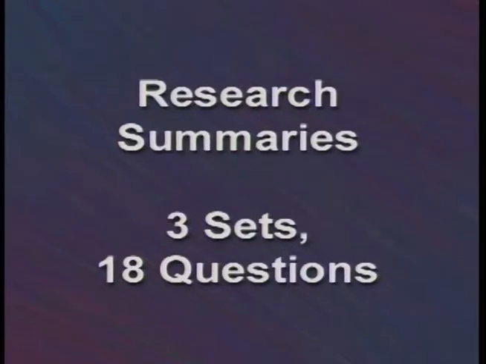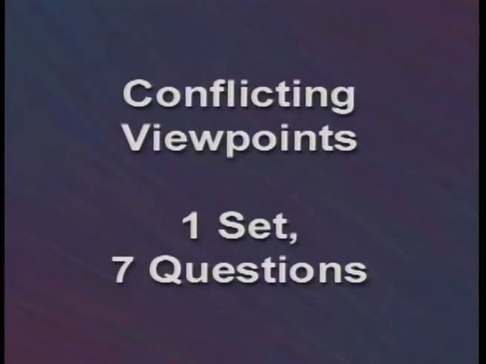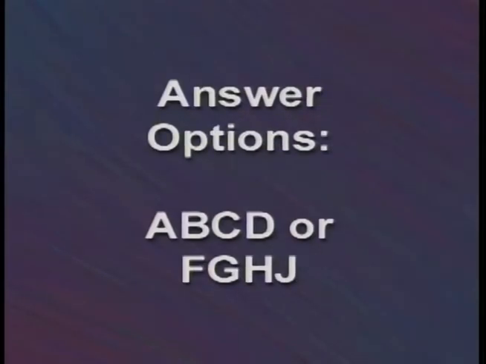Research summaries problems that consist of short summaries of related experiments. There are 3 problem sets for a total of 18 questions, and conflicting viewpoints problems that present 2 scientists arguing about some common hypothesis. There is 1 problem set with 7 questions. There are 4 answer options to each question. The options will be labeled A, B, C, D, or F, G, H, J.